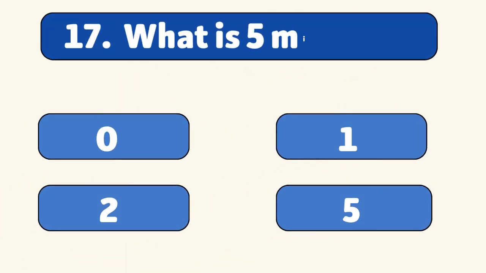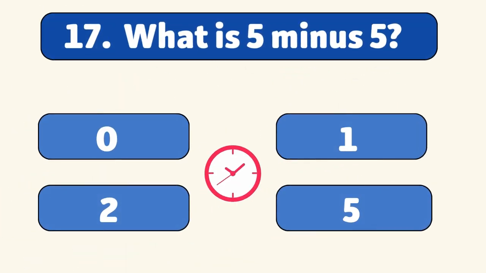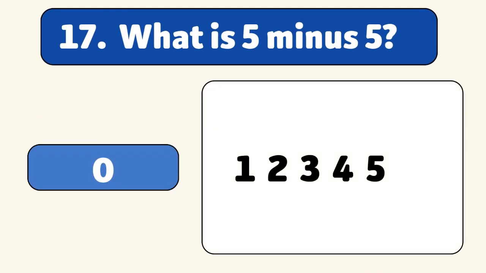What is 5 minus 5? Zero. Anything minus itself is 0.